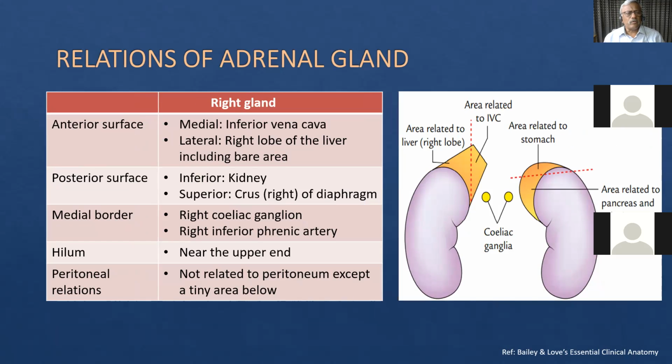You talked about the bare area of the liver. So what does it mean? It is the area where there is no peritoneal covering to the liver. Is the bare area on the inferior surface or the posterior surface of the liver? Posterior surface of the liver. So when you say that it is related posteriorly to the bare area, what does it mean to you? The upper part of the right adrenal gland is actually behind the liver. Yes, so you have to superiorly displace the lower border of the right lobe of the liver to get at the superior part of the right adrenal gland.